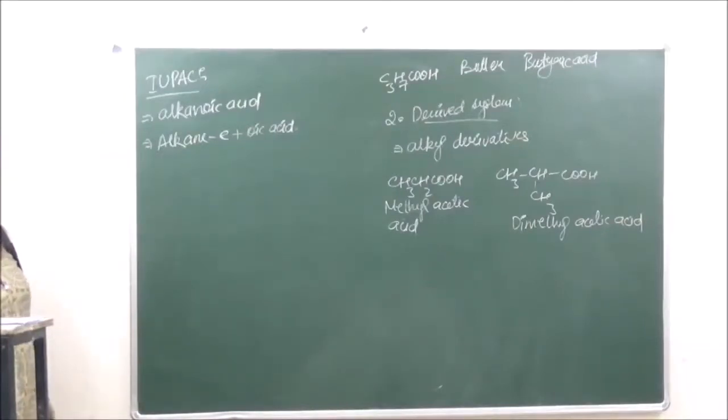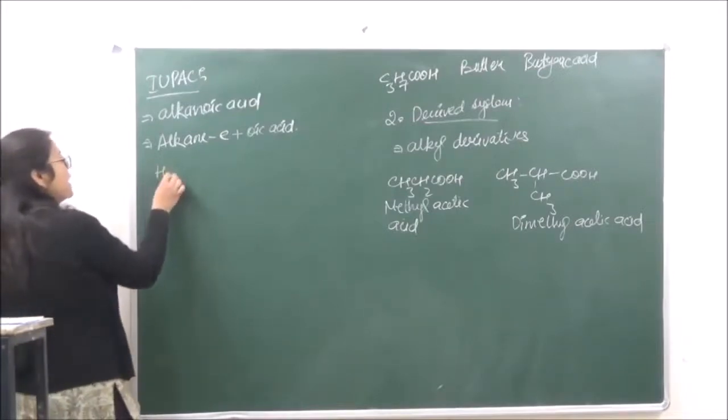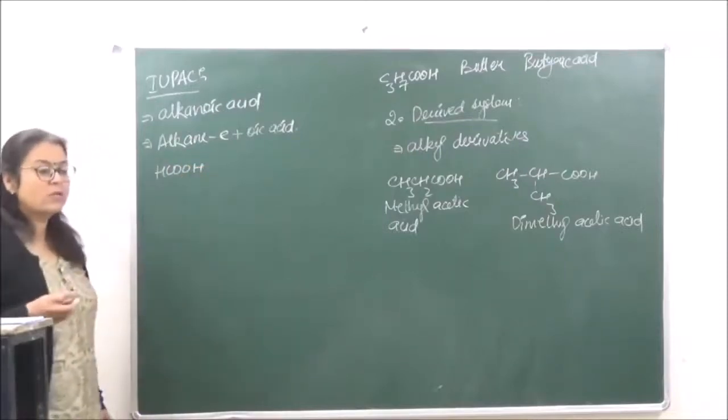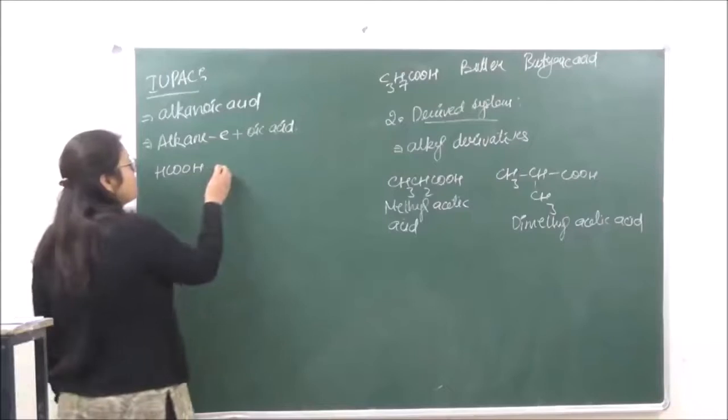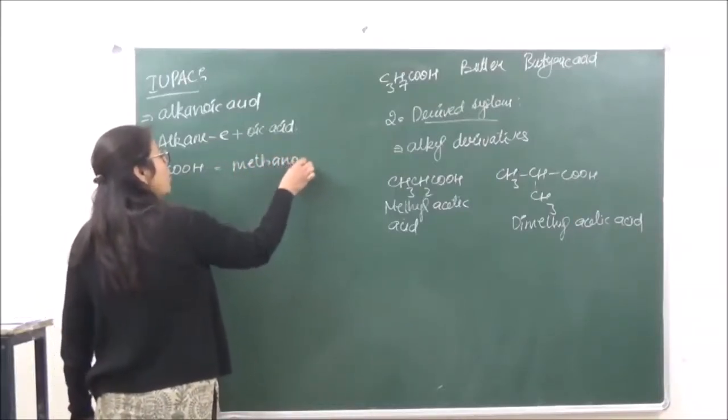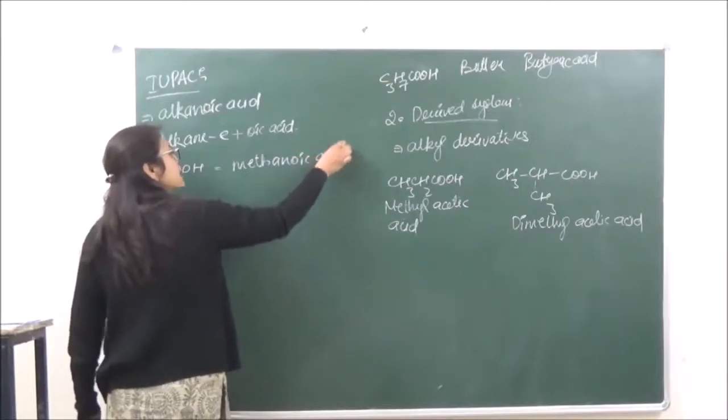Okay, so this is alkane minus e plus oic acid, alkanoic acid. Right? Let's take an example. We have HCOOH. The alkane present over here is going to be methane. This is the first member of the series. So, methanoic acid.